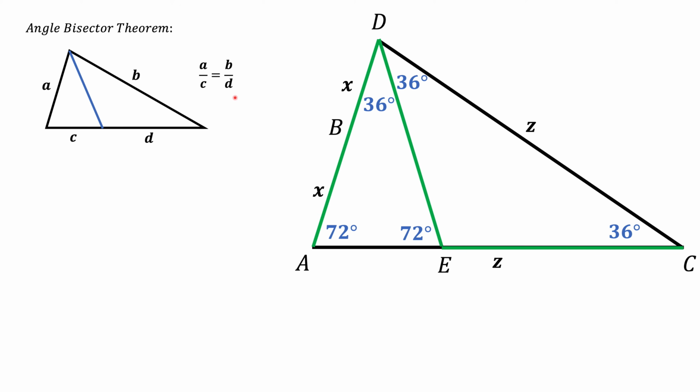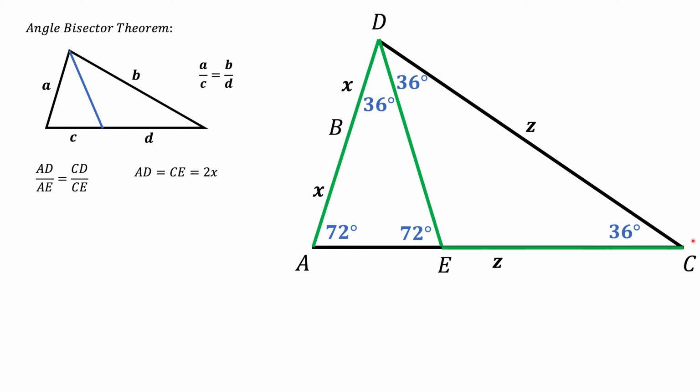And now let's apply this knowledge to our triangle. We find that AD over AE should be equal to CD over CE. And just to remind ourselves, AD and CE should be equal to 2x, they're congruent.